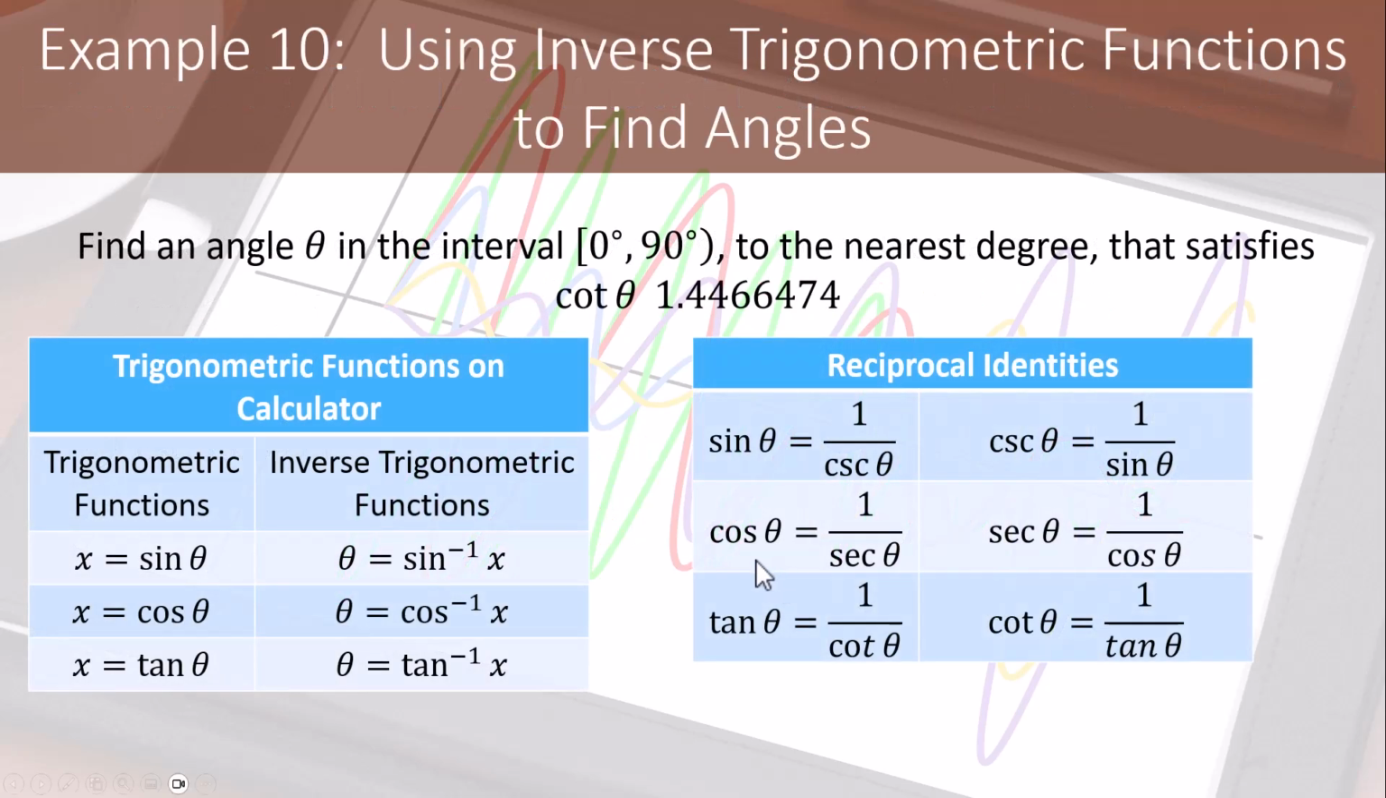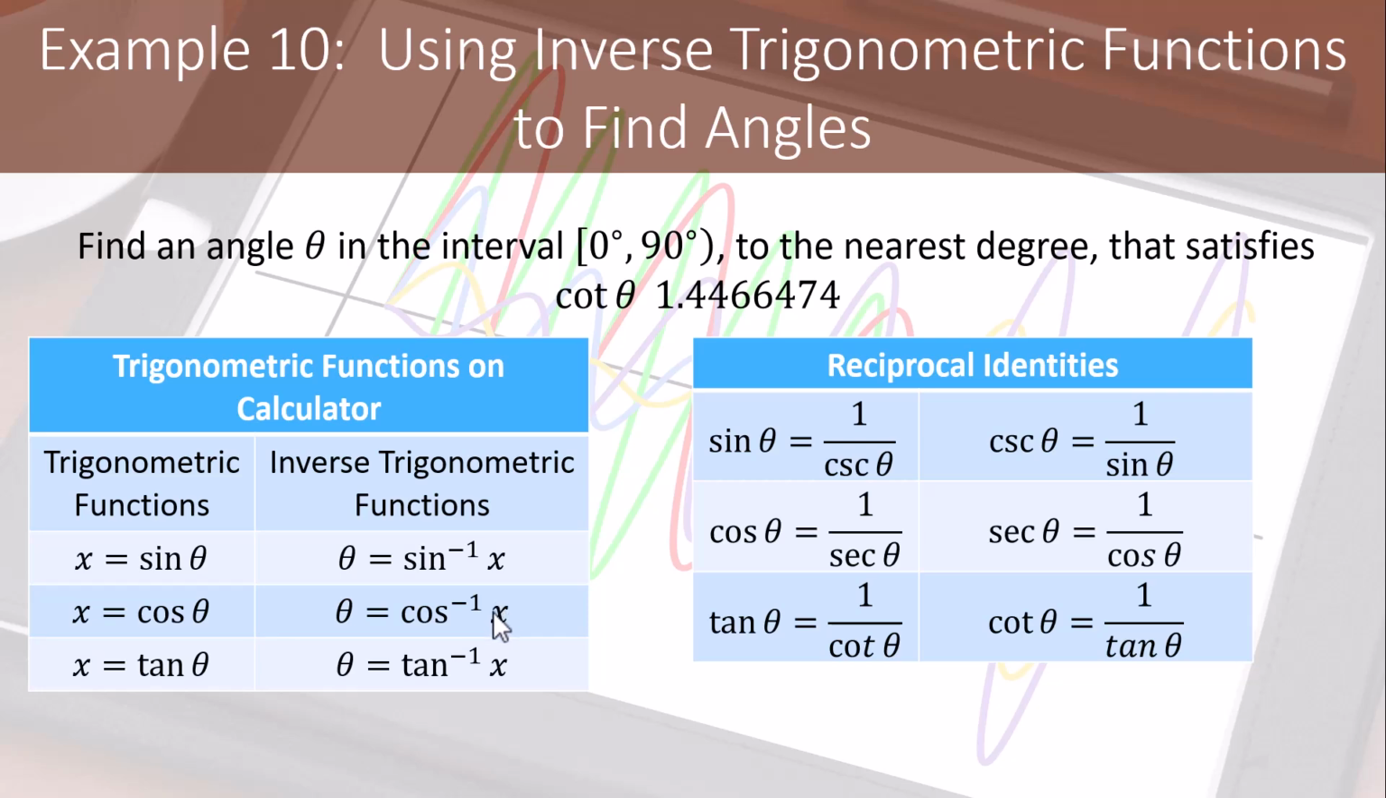Now for this one, we want to find the angle in the interval of 0 degrees to 90 degrees, to the nearest degree, whose cotangent is 1.4466474. Now, to do this, we are going to use what we call the inverse trig functions on our calculator, because we know what the cotangent is. So we can use that to figure out the angle.